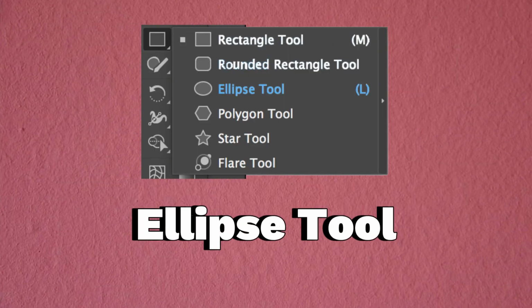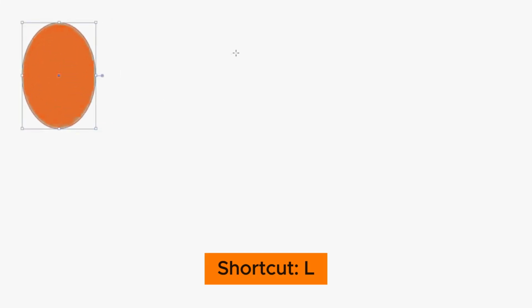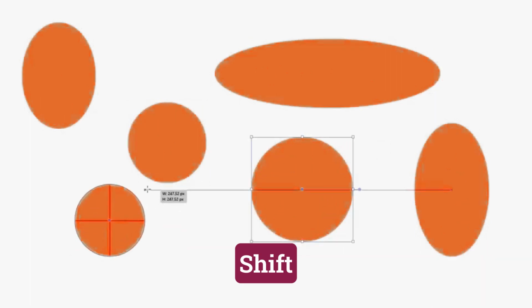The Ellipse tool. Shortcut is the letter L. Click and drag to create an ellipse. Holding Shift will create a perfect circle.